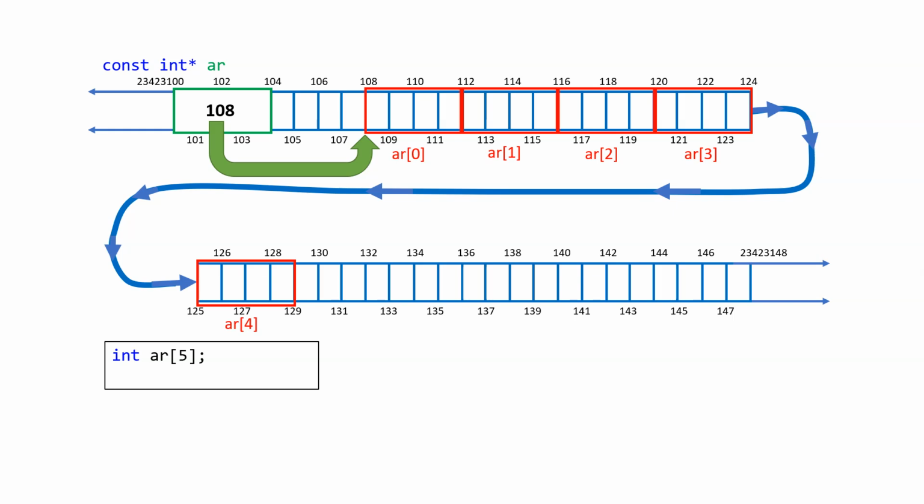And when you say AR0, it means from address 108, go 0 bytes further. Therefore, it's the first one. If I say 1, 108 plus 4, therefore it goes to 112.